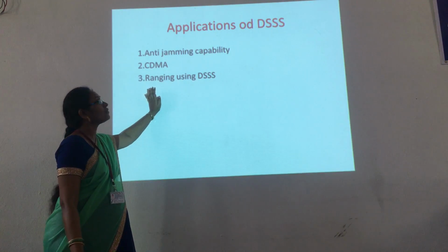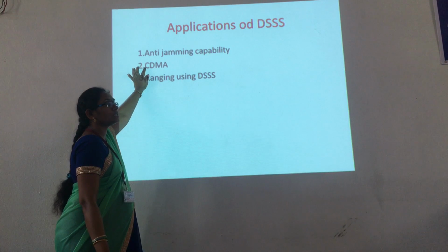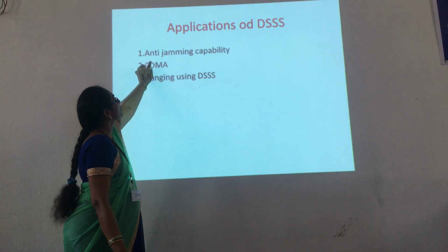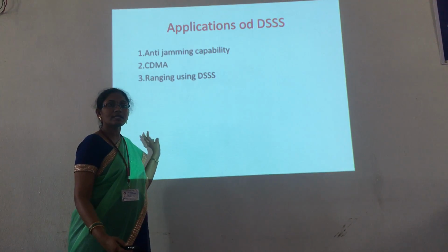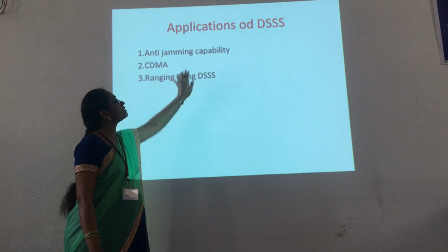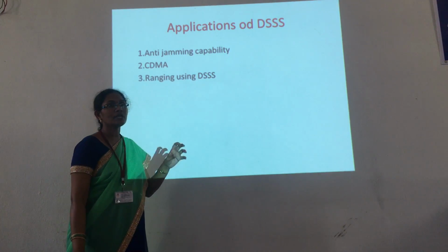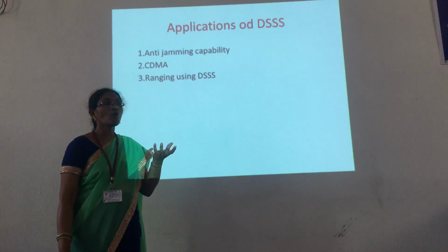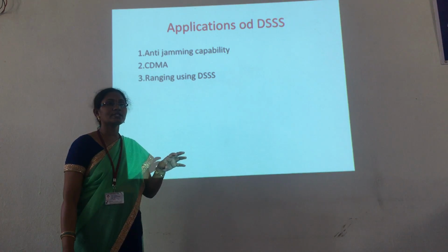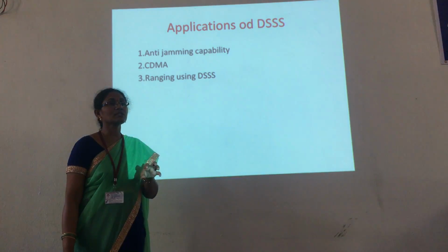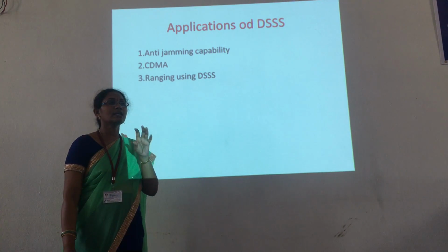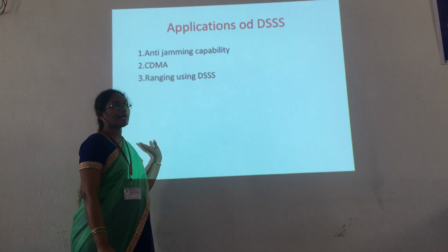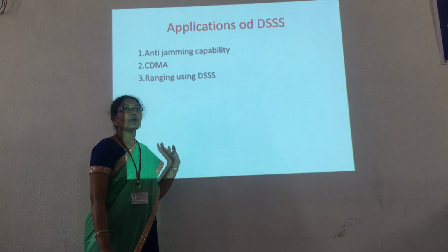Now the applications of direct sequence spread spectrum are anti-jamming capability, CDMA, and ranging. Anti-jamming capability is most commonly used in the military. When the enemy intentionally transmits unwanted signals in the same frequency band in which we are transmitting, that is the jamming effect. It can be avoided by using spread spectrum, where the narrow band signal is converted to a wide band signal.